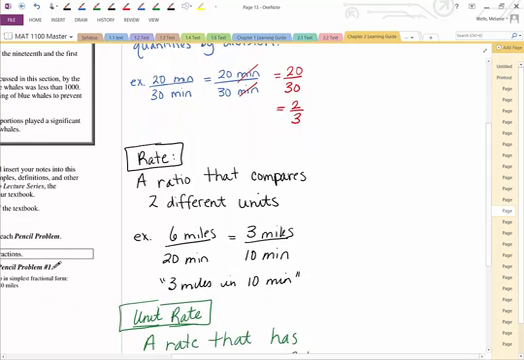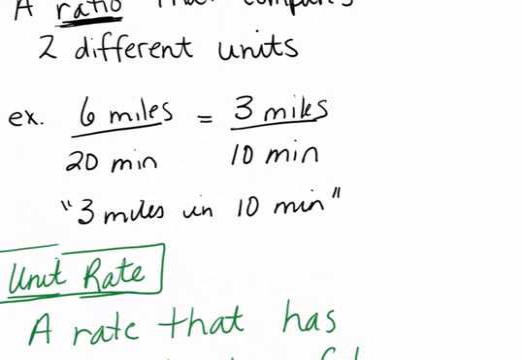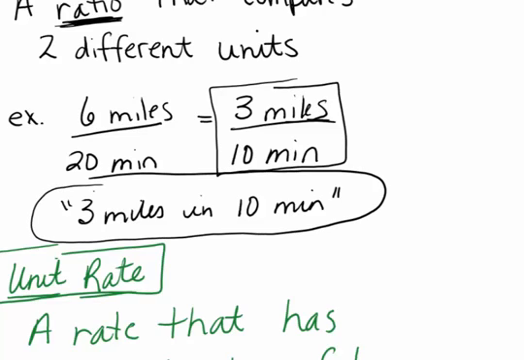A rate, the definition of a rate includes the definition of a ratio, so it is a ratio, but it compares two different units, something like 6 miles to 20 minutes. So I would not have any units to cancel out. My fraction, the 6/20ths, will reduce to 3/10, but I keep the units. So this would be the rate, and a general way I could word that would be 3 miles in 10 minutes.